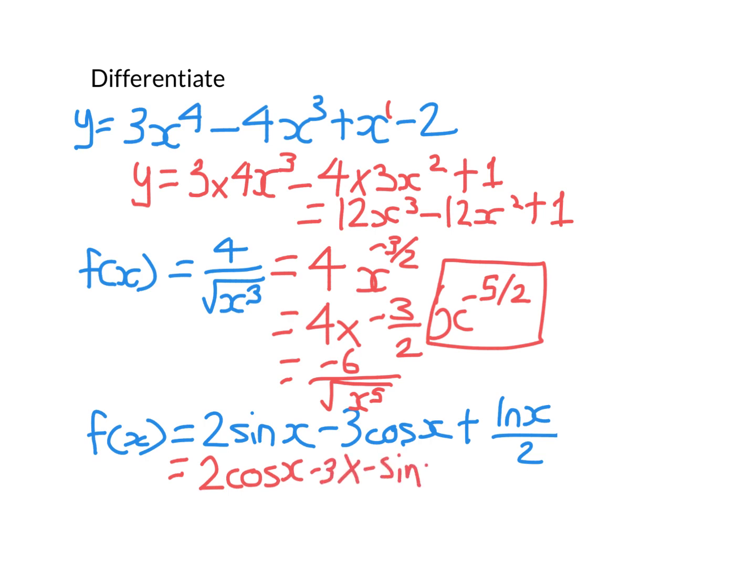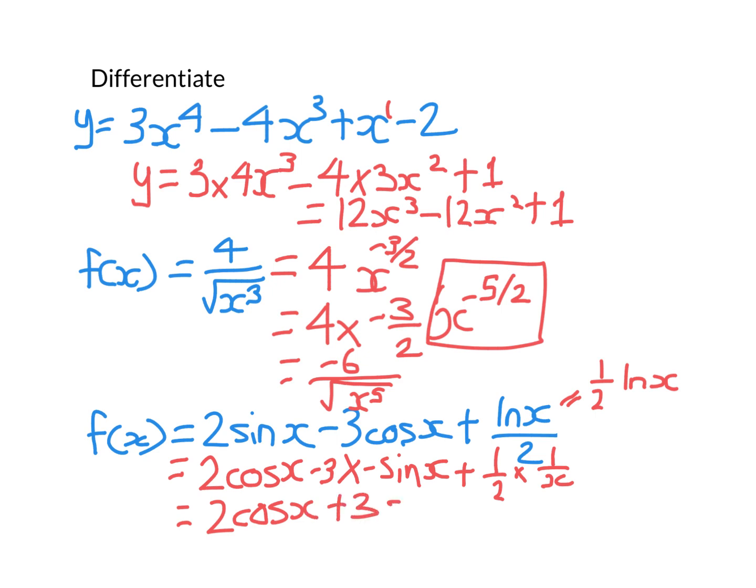Now, note for this last one, ln x on 2 is the same as a half times ln x. So we just differentiate ln x times it by a half. So that will be a half times derivative of natural log of x, which is 1 over x. So just writing this a little simpler, it will be negative 2 cos x plus, because of the two negatives, 3 sine x, and then 1 over 2 times 1 over x, I can just combine into a single fraction 1 on 2x, and we're done.